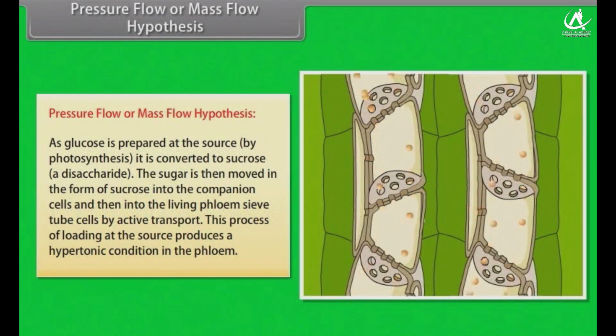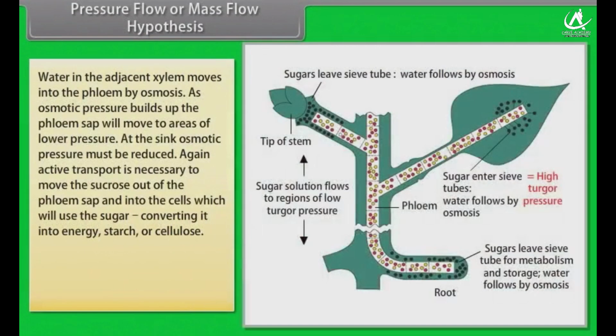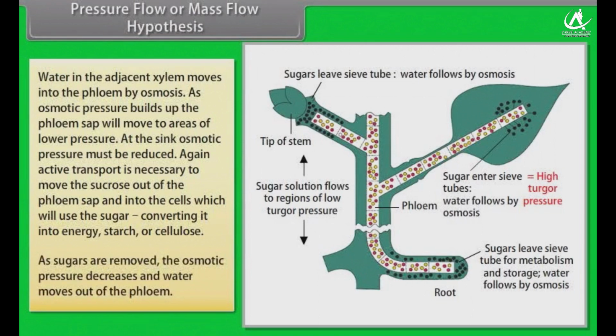This process of loading at the source produces a hypertonic condition in the phloem. Water in the adjacent xylem moves into the phloem by osmosis. An osmotic pressure builds up, and the phloem sap will move to an area of lower pressure. At the sink, osmotic pressure must be reduced. Again, active transport is necessary to move the sucrose out of the phloem sap and into the cells which will use the sugar, converting it into energy, starch, or cellulose. As sugars are removed, the osmotic pressure decreases and water moves out of the phloem.